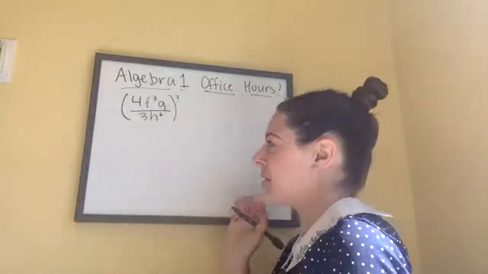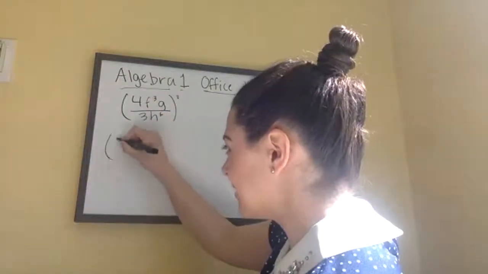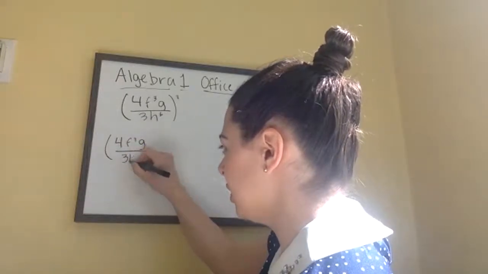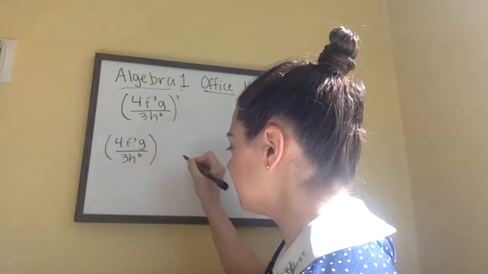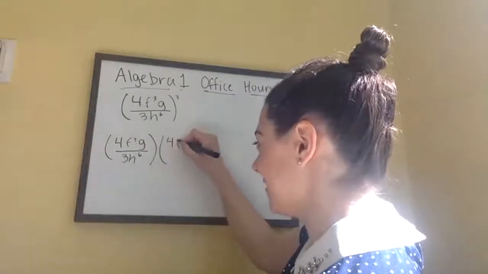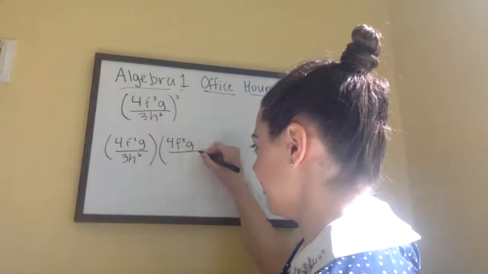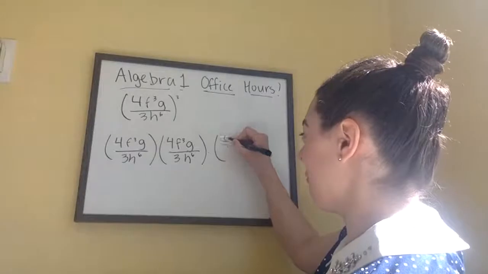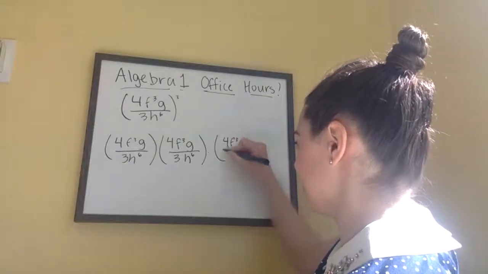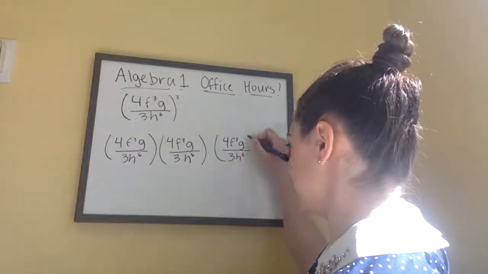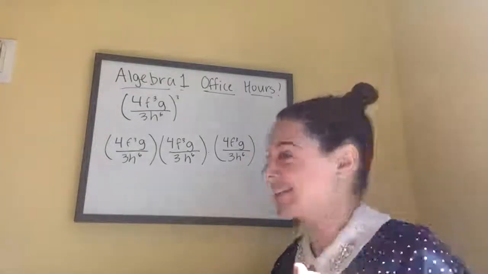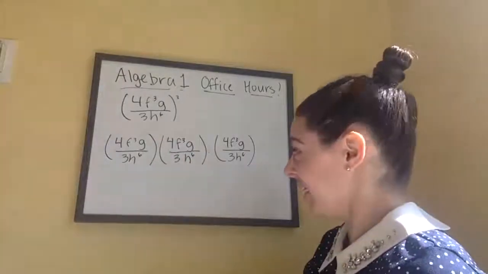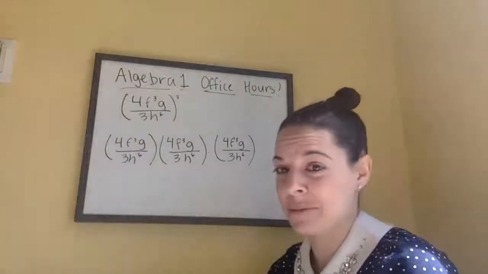3 times, okay? It's like doing this: 4 f to the third g over 3 h to the 6th times 4 f to the third g over 3 h to the 6th times 4 f to the third g over 3 h to the 6th. Whoa, that's a lot. So you're multiplying it by itself 3 different times. From there, it's really just figuring out what needs to be multiplied with what.